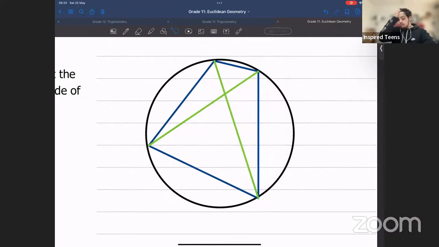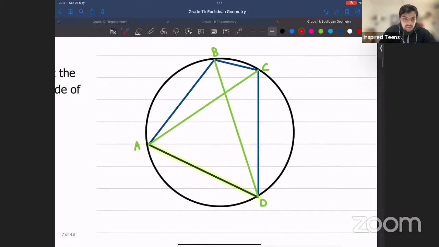Okay, if we look at the cyclic quadrilateral, the diagonals are drawn in. So let's pay attention. Let's label it. Let's call it A, B, C, D. Let's have a look at this chord. It's a chord, right? It's a line drawn from one end of a circumference to another end of a circumference. This chord, let's have a look at the angles that this chord subtends.